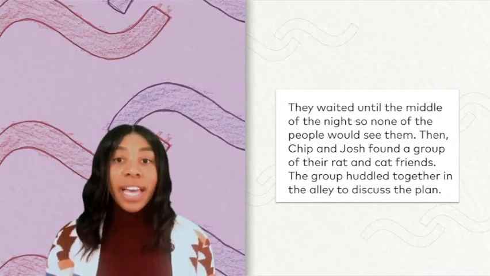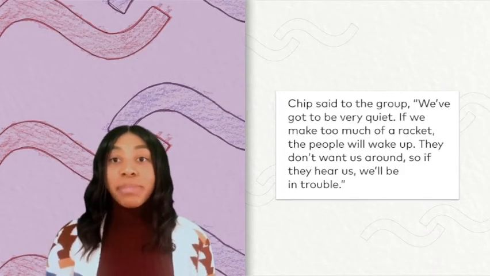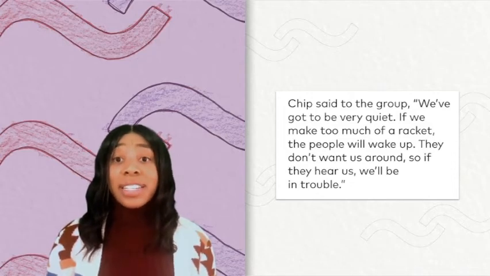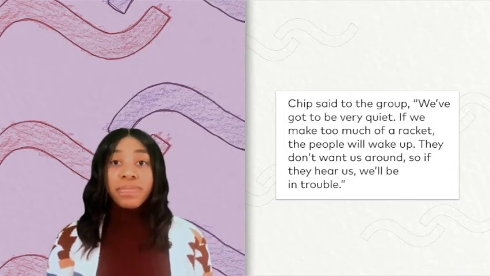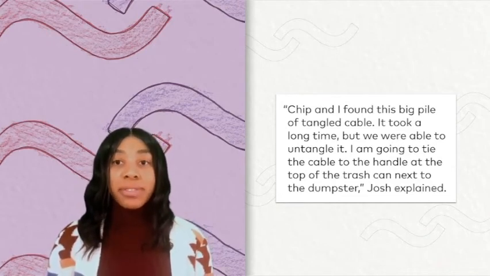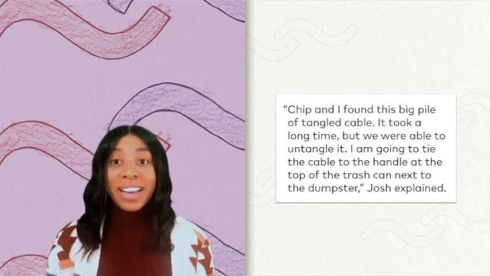The group huddled together in the alley to discuss the plan. Chip said to the group, "We've got to be very quiet. If we make too much of a racket, the people will wake up. They don't want us around, so if they hear us, we'll be in trouble. Chip and I found this big pile of tangled cable. It took a long time, but we were able to untangle it."